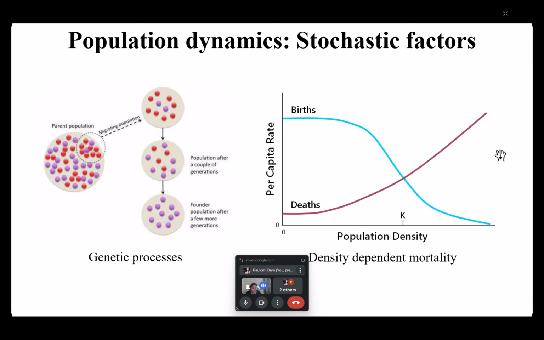And you can also have density dependent mortality. As you can see in the image, there is a carrying capacity for a population. A population can only be sustained up to a certain number, which is called the carrying capacity. And after that, the population starts dying.